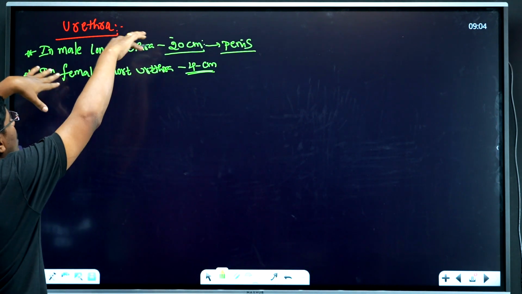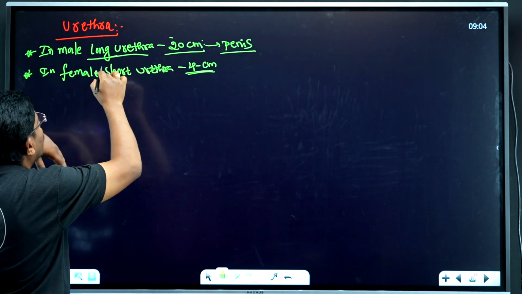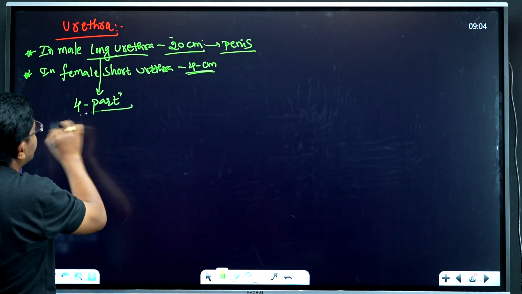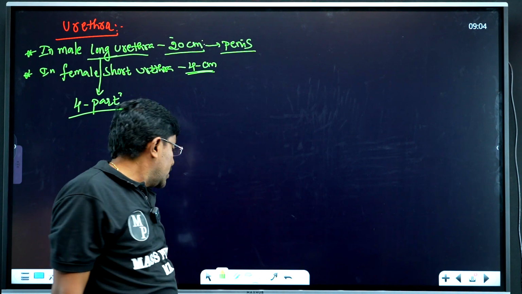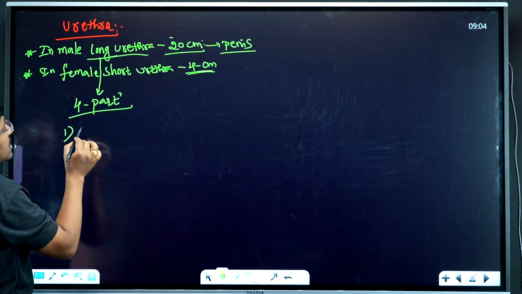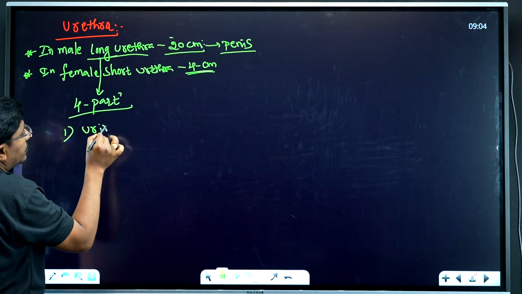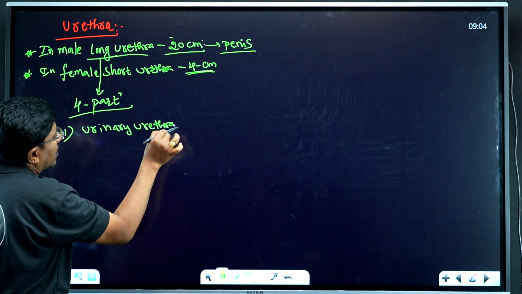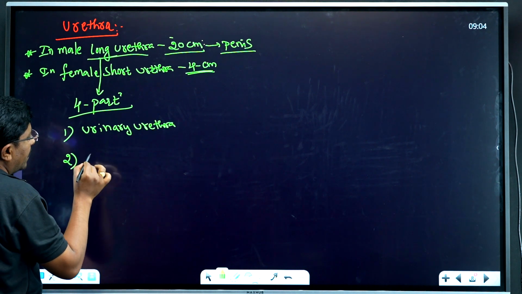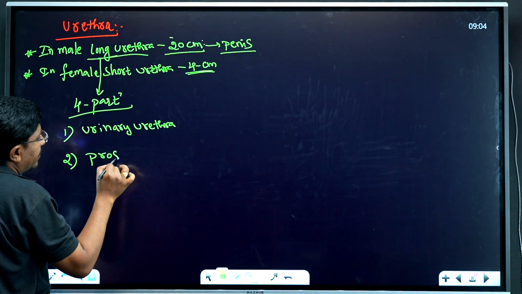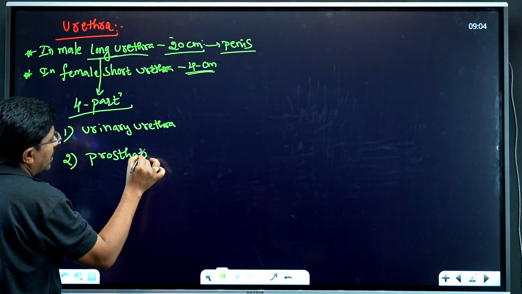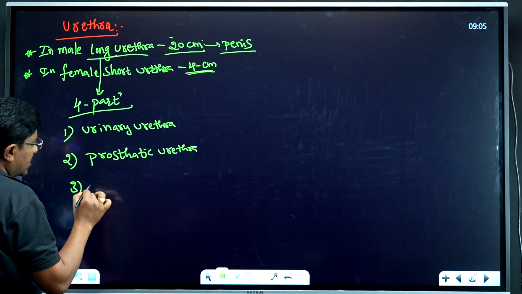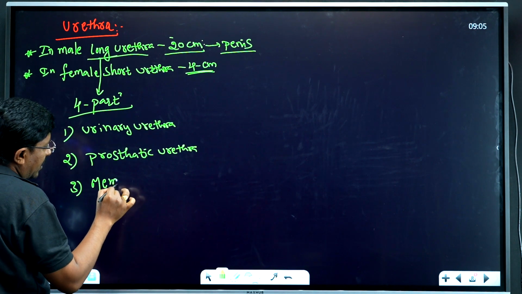This long urethra can be divided into four parts. What are the four parts? One is the urinary urethra, the second one is the prostatic urethra, and the third one is the membranous urethra.